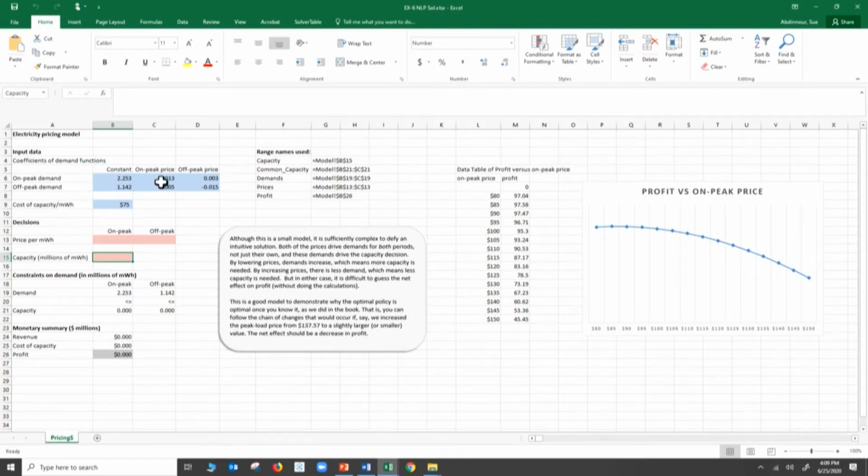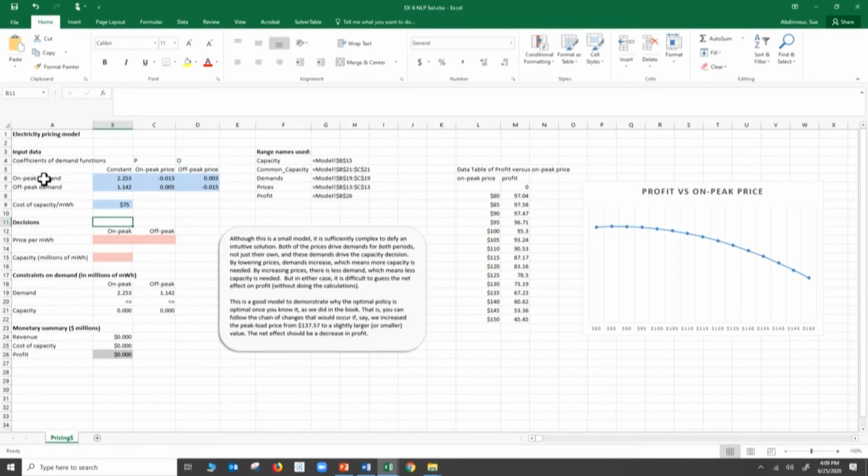that the demand is related to the price. And so the demand is a linear function. So there is a constant value, an on-peak price, and an off-peak price. So let's say this is peak price. This is peak, we'll call it P. And this is off-peak, so this is O. So what does this mean?